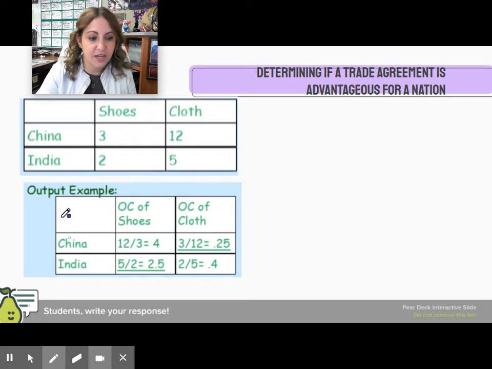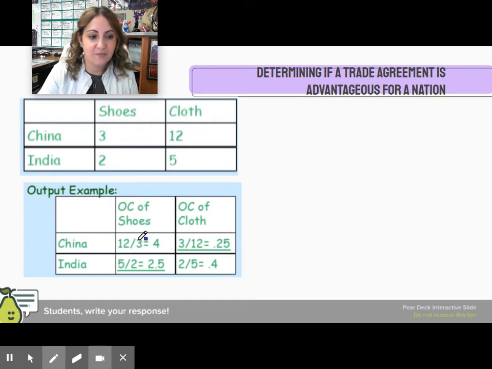Just to refresh your brain, China can produce either 3 shoes or 12 cloths. India can produce 2 shoes or 5 cloths. It looks like China can produce more cloth and shoes than India, so they have an absolute advantage. When it comes to a comparative advantage, remember this is an output problem, so the other number comes over. For 3, the other number is 12. 12 over 3 goes in this box.